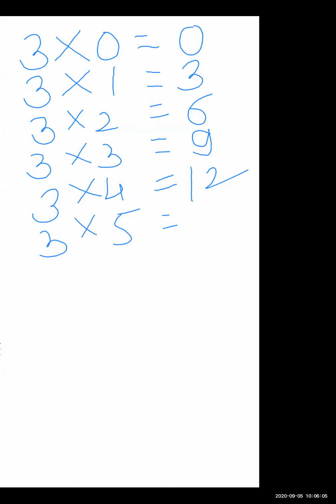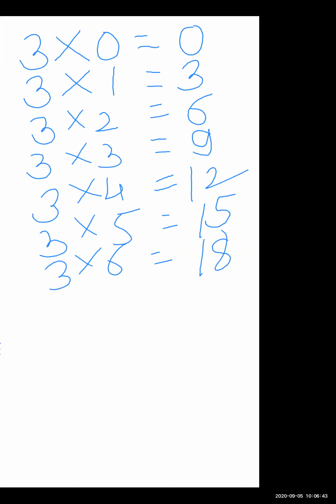Add 3 how many times? Add 3 5 times. So 3 5s are 15. Now we'll be adding 6 times. 3 into 6. After adding 3 6 times, that means 3 plus 3 plus 3 plus 3 plus 3 plus 3, we'll get the answer 18. 3 multiplied by 6 is equal to 18.